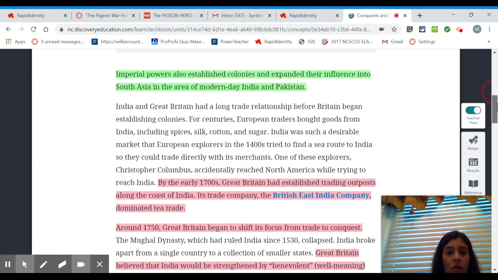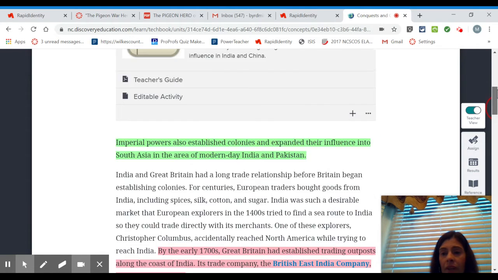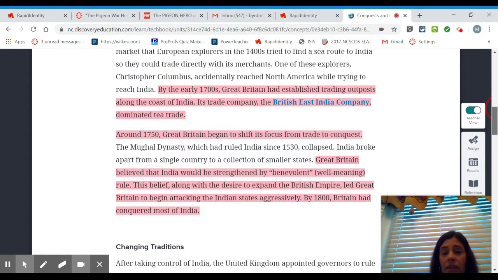So if you'll recall, we talked about the British East India Trade Company that had been established even during the Age of Exploration along the coast of India. So that started in the 1700s by the trading outposts that were sprinkled along this Indian coastline. And of course, the trade company that was owned by Britain here was called the British East India Company. Mostly, predominantly tea at this time.